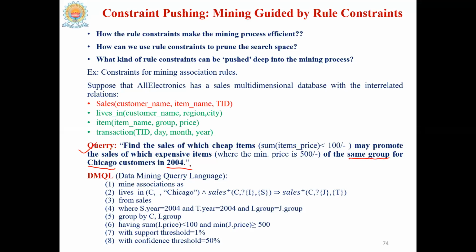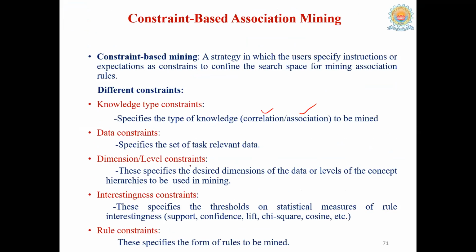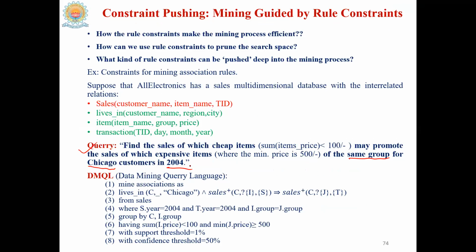First, a DMQL, data mining query language query, is given here. For this query, since we have different rule constraints, let us first categorize which part of the query belongs to which constraint.